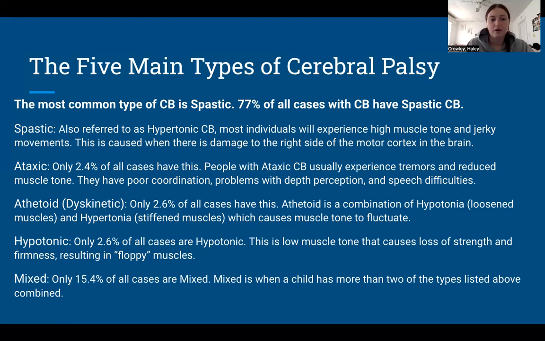Hypotonic CP. Only 2.6% of all cases are hypotonic. This is a low muscle tone that causes loss of strength and firmness, resulting in floppy muscles. Mixed cerebral palsy is only 15.4% of all cases. Mixed is when a child has more than 2 of the types listed above combined.